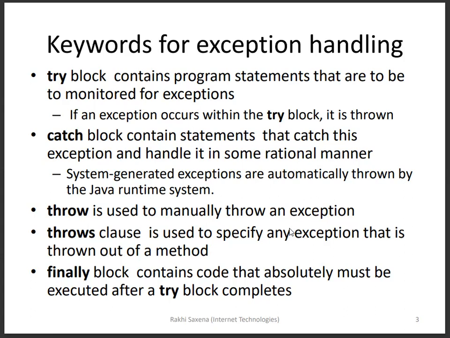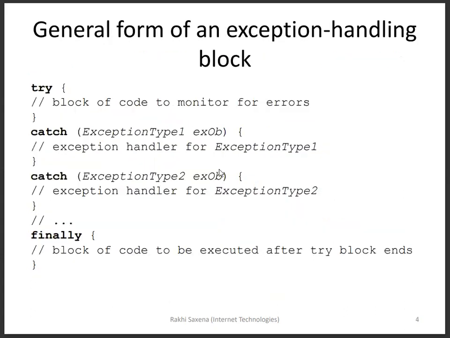And the finally block contains code that absolutely must be executed after a try block completes. So finally is nothing but a block that needs to be executed under any condition. Okay. So basically, in the general form of an exception handling block, a single try can have multiple catches, but a single finally block. It is the block of code to be executed after the try block ends. In any case, this particular block needs to be executed. I think this much is sufficient for today's session.